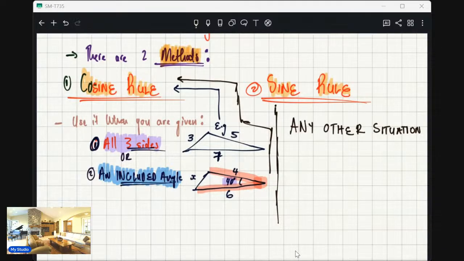An included angle is an angle, listen, an included angle is an angle that sits between two sides that you know. Did you hear me? What did I say? An included angle is an angle that sits between two sides that you know, right? Look at 40 degrees. It is sitting between two sides.